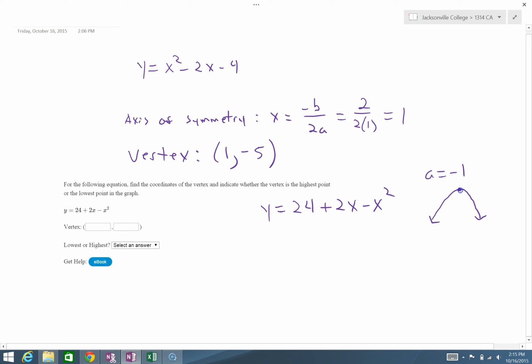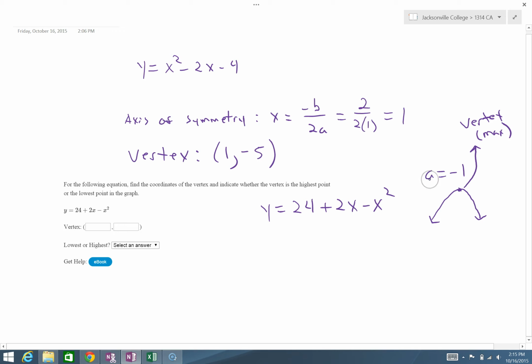This parabola is going to open downward. So my vertex, this is the vertex. It is a maximum value in this case, max. That is, this vertex is the highest point on the parabola. It has the greatest y value.